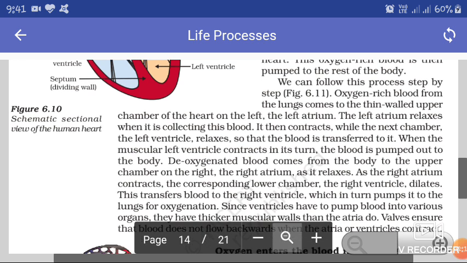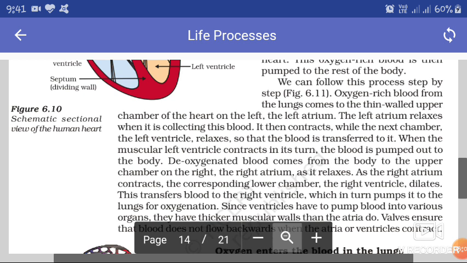Oxygen-rich blood from the lungs comes to the thin-walled upper chamber of the heart, the left atrium. The left atrium relaxes when it is collecting this blood. It then contracts while the next chamber, the left ventricle, relaxes so that the blood is transferred to it. When the muscular left ventricle contracts in its turn, the blood is pumped out to the body.